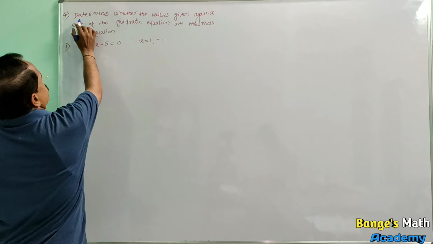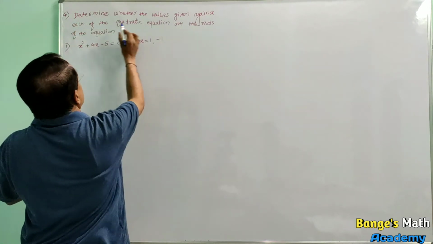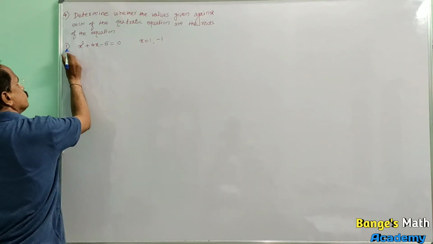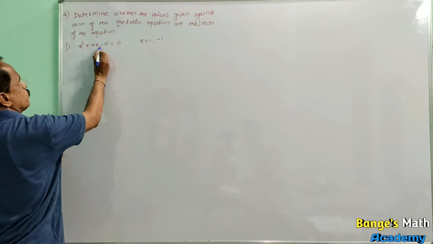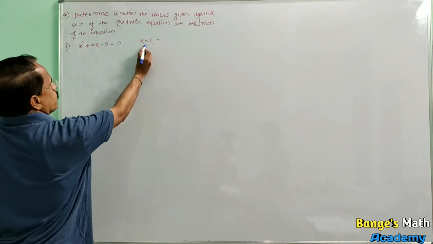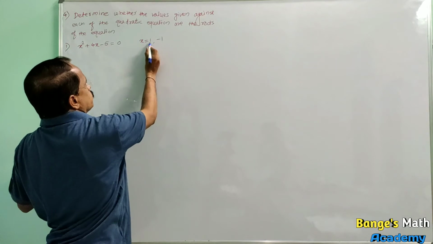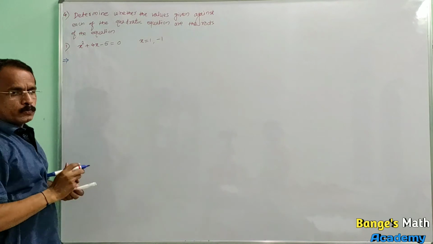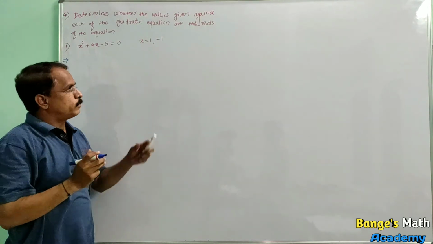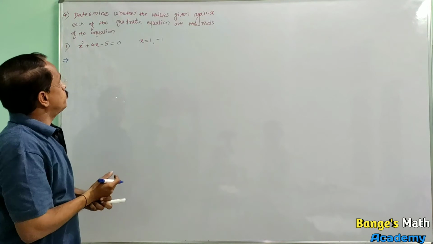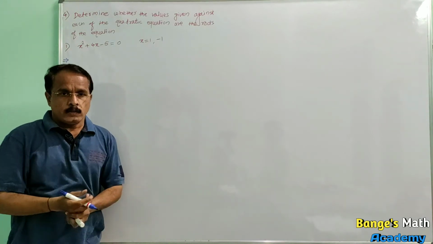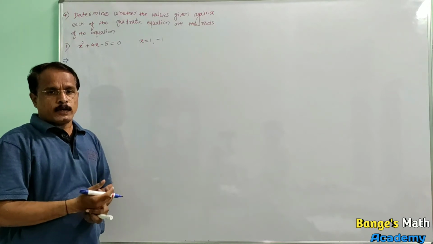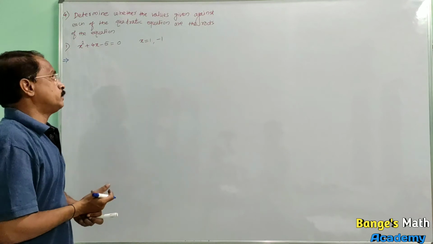Fourth question. Determine whether the values given against each of the quadratic equations are the roots of the equation. First equation, x square plus 4x minus 5 is equal to 0, and the value of the variable is given, x is equal to 1 comma minus 1. We have to determine whether the following values are roots of the given equation or not. If we put the value of the variable, then if the equation is satisfied, it means LHS is equal to RHS.